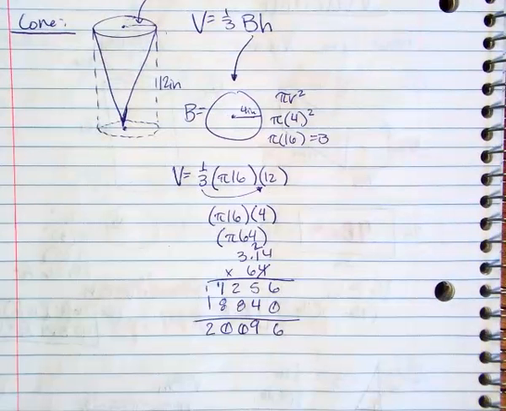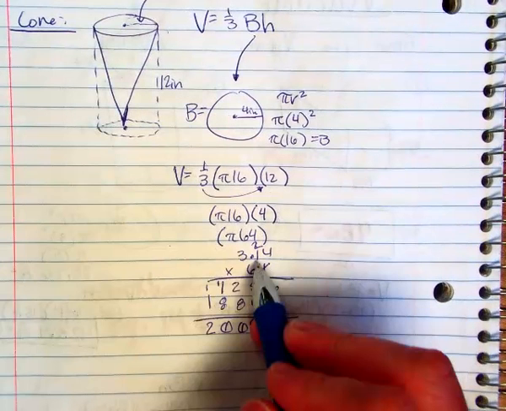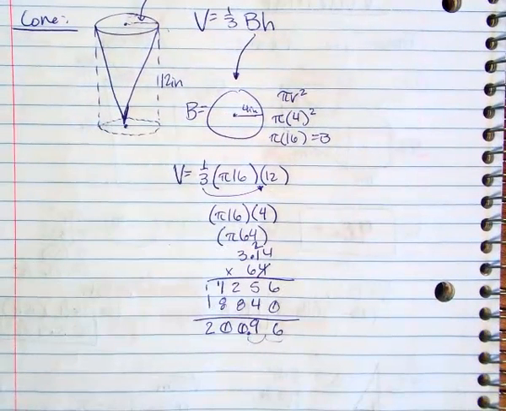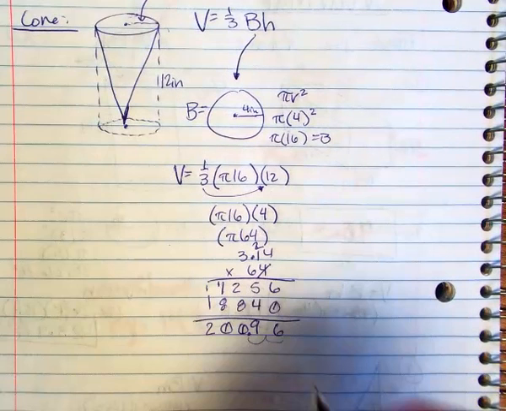We had 2 decimal numbers in our original problem, the 1 and the 4, so we should have 2 decimals in our final answer. So 200.96. This is volume, so this is going to be inches cubed.